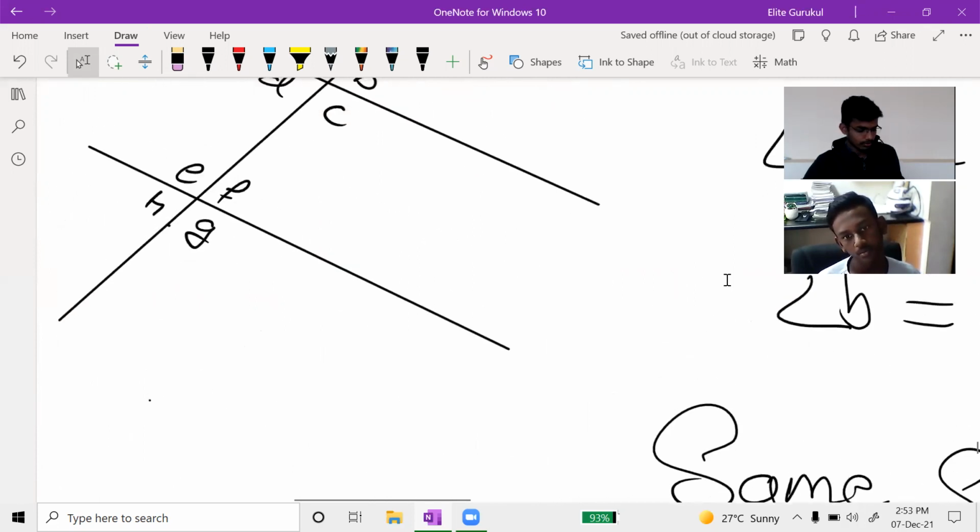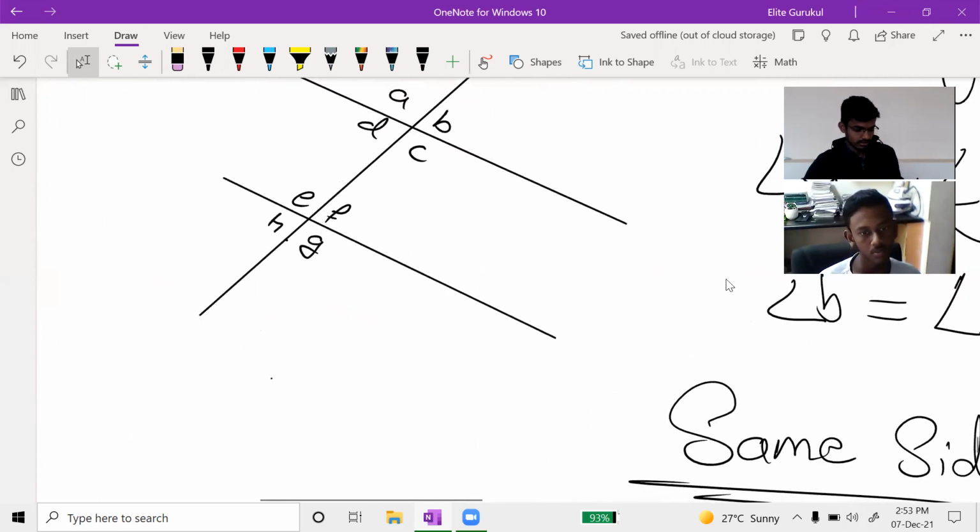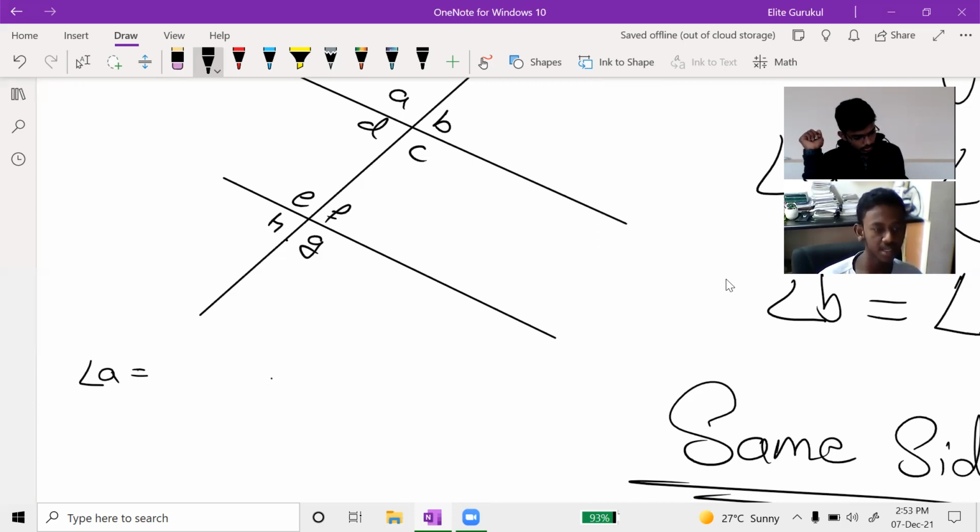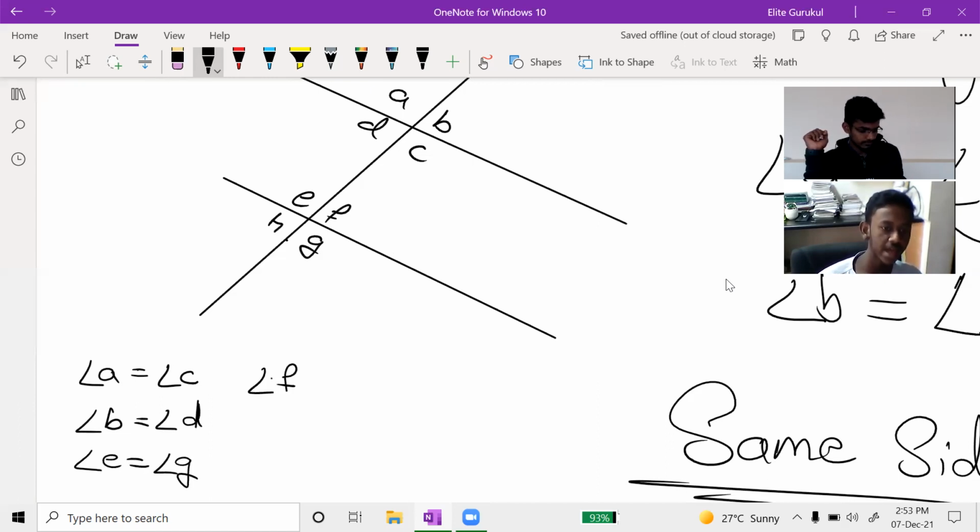Now tell me the opposite angles. Angle A is equal to angle C. Angle B is equal to angle D. Angle E is equal to angle G. And last, angle F is equal to angle H. Yeah, very good. You have completed everything.